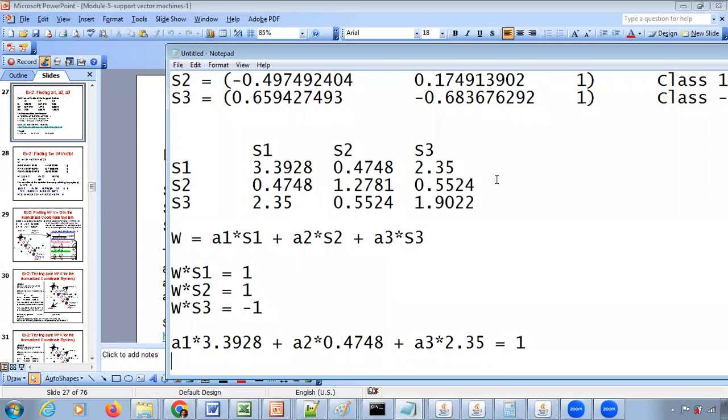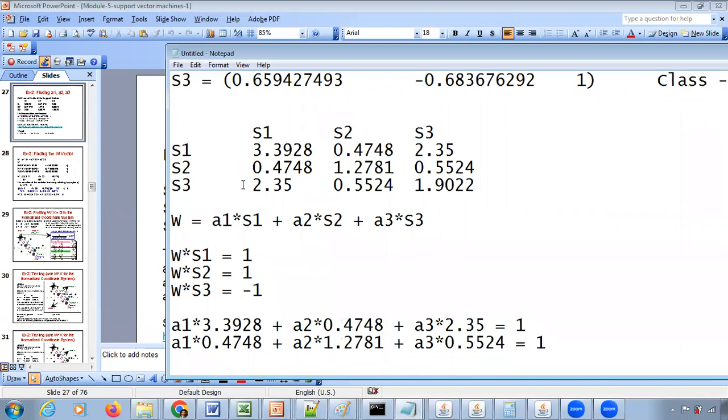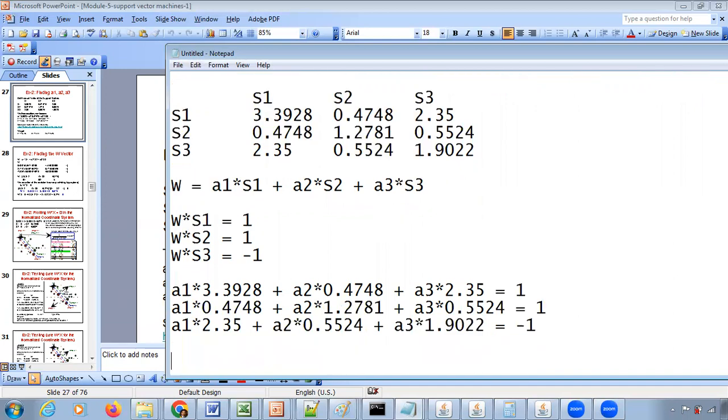Then the second row, again, this is for 1. So A1 times 0.4748 plus A2 times 1.2781 plus A3 times 0.5524 equals 1. The third row should be now for the -1 class. So A1 times 2.35 plus A2 times 0.5524 plus A3 times 1.9022 should be equal to -1. So these are three equations that we need to solve.